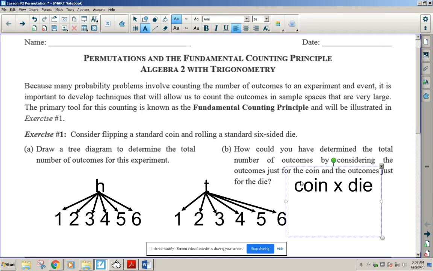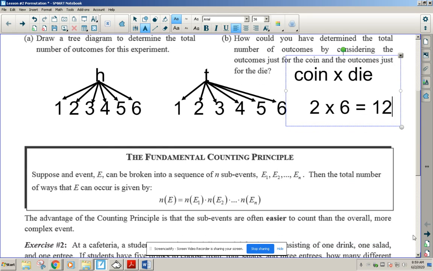And we know the coin has 2 outcomes. Let me just move that over a little bit. We know the coin has 2 outcomes. We know the die has 6. And together we should get then 12 outcomes, which we do. If we count the branches, we have 12 outcomes, or you could have made this as an ordered pair.